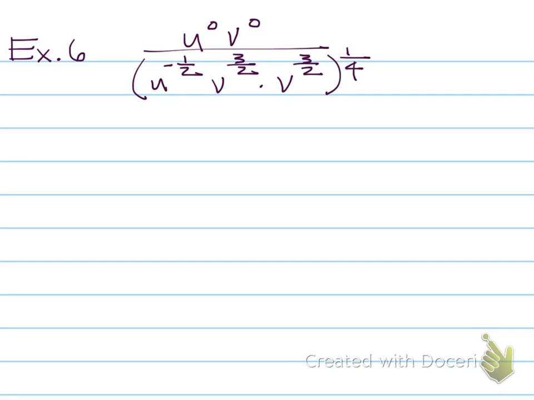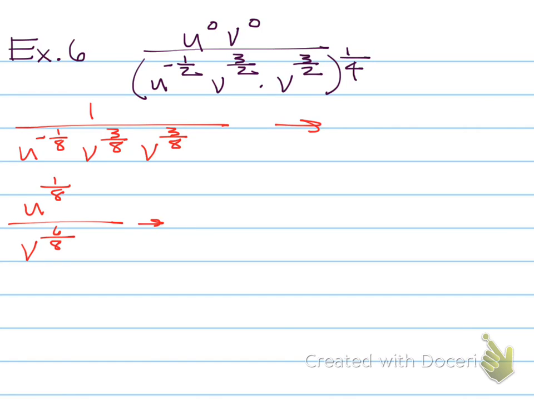All right, next problem, u to the 0 power is just 1. v to the 0 power is just 1. Raise everything in the denominator to the 1/4 power by multiplying all the exponents by 1/4. And we want to make that negative exponent positive by taking its reciprocal or moving it into the numerator. And then v to the 3/8 times v to the 3/8, we just add the exponents. 3/8 plus 3/8 is 6/8, which we can simplify to 3/4. So we get u to the 1/8 over v to the 3/4 power.